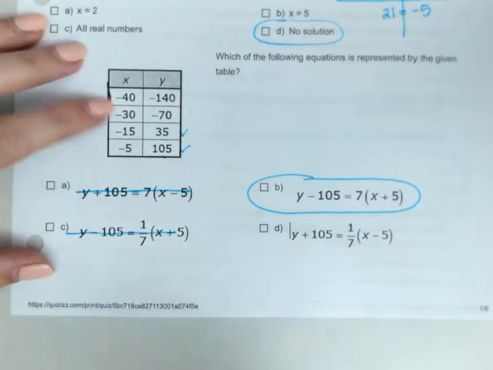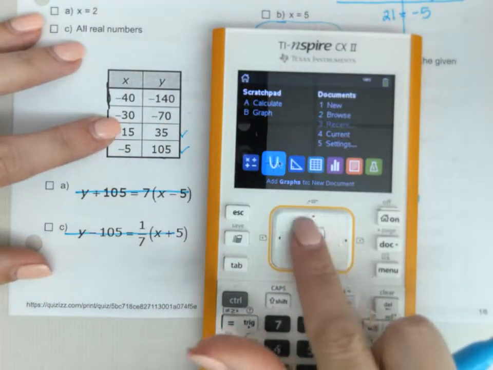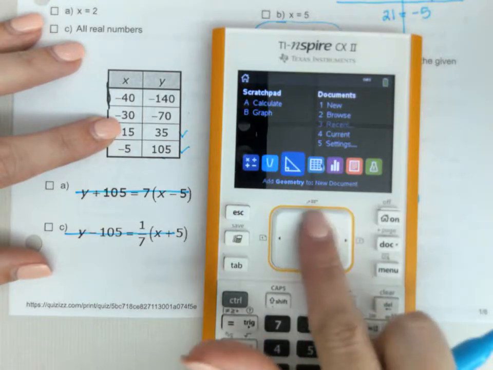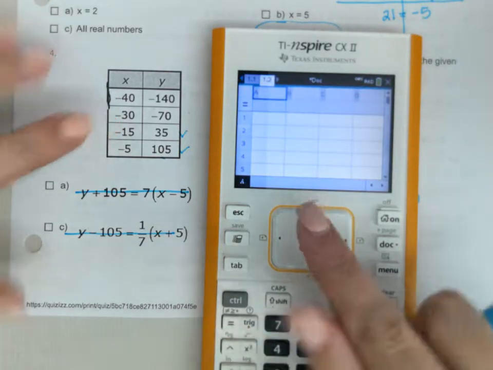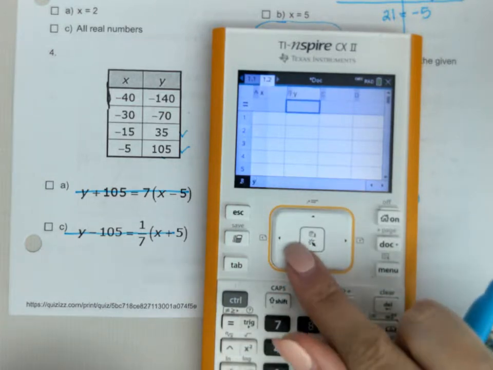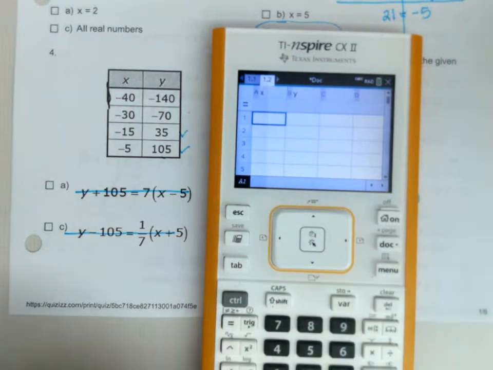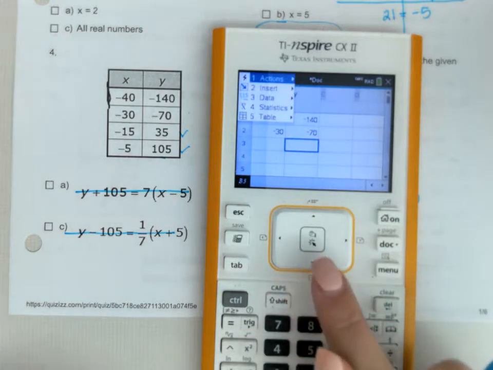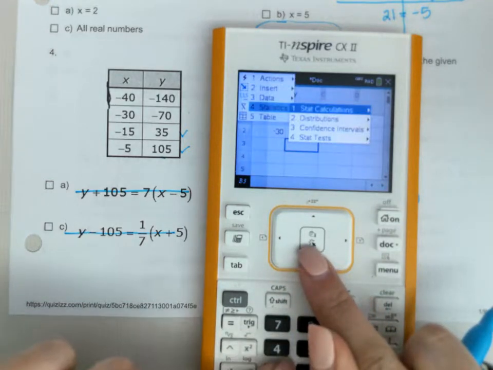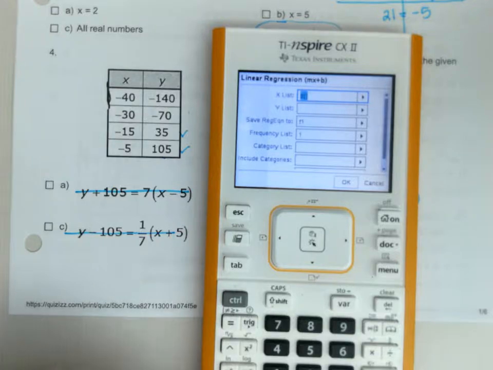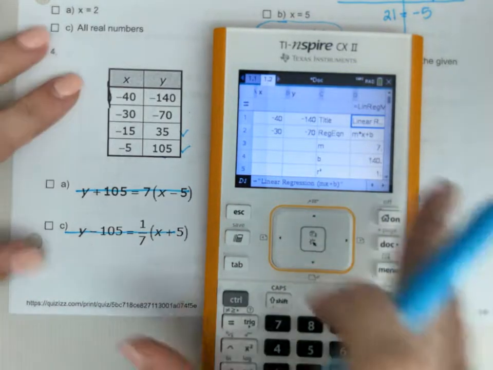Another way of doing this is that these are points, we could put them in stat. So I'd go over here to stat, label the x as x, the y is y. Let's type in some of our points. Negative 40, negative 30, negative 140, negative 70. Menu, stat, stat calc, and linear regression. The x is x, the y is y, enter. My m is 7.